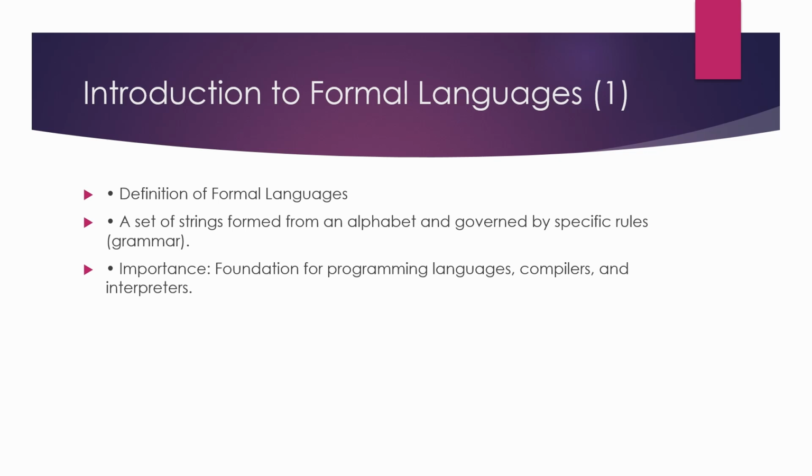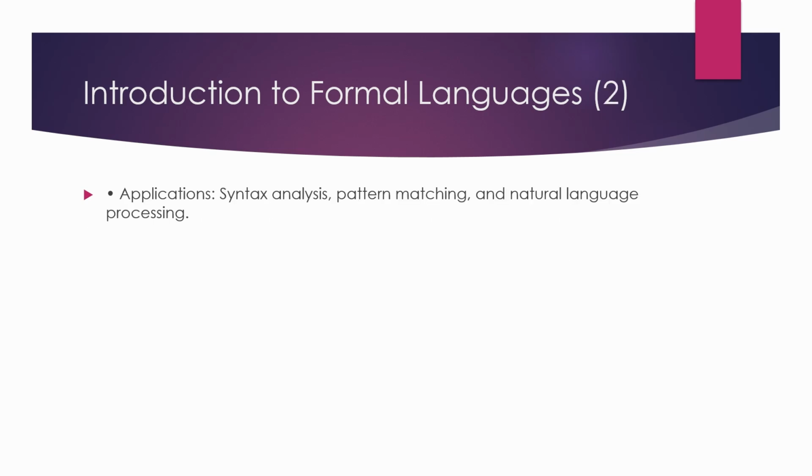Let's begin by understanding what formal languages are. A formal language is a set of strings formed from an alphabet and governed by specific rules or grammar. These languages are crucial because they provide the basis for designing programming languages, compilers, and interpreters. Formal languages are widely used in fields such as syntax analysis, pattern matching, and natural language processing, enabling computers to interpret and process structured data.